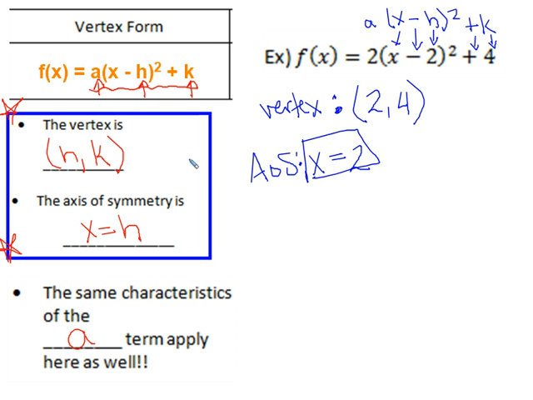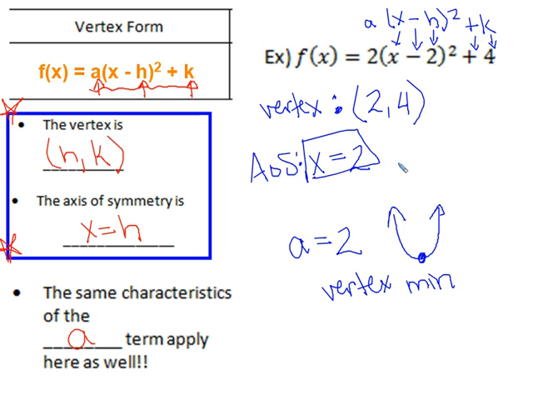Now let's talk about this a term. We already found h, we already found k. A is always the number out front, so a in this case is 2. Since this is a positive number, we can assume that our parabola opens up. It looks something like that. And if it opens up, that means our vertex is a minimum. It's a low point. This 2, 4 is going to be a low point.